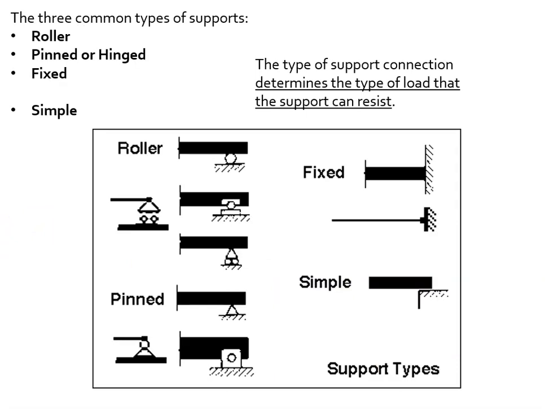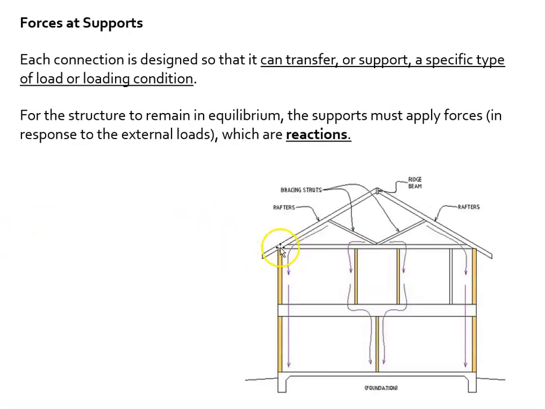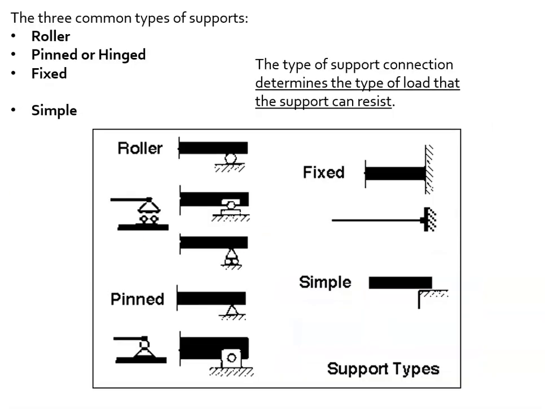All right, three common types of support. So what exactly is happening right there, right at that interface where those two meet? These are some different types of supports that we'll be looking at. So what exactly happens there? The three big ones are the roller, pins or hinges, and fixed. Okay, and then simple, not so common. The type of support connection determines the type of load that it can resist.